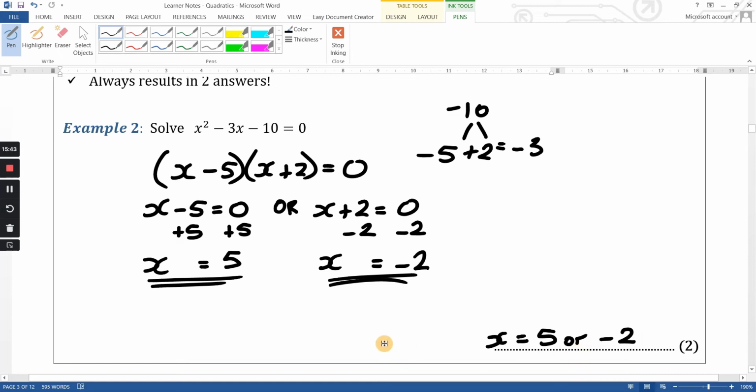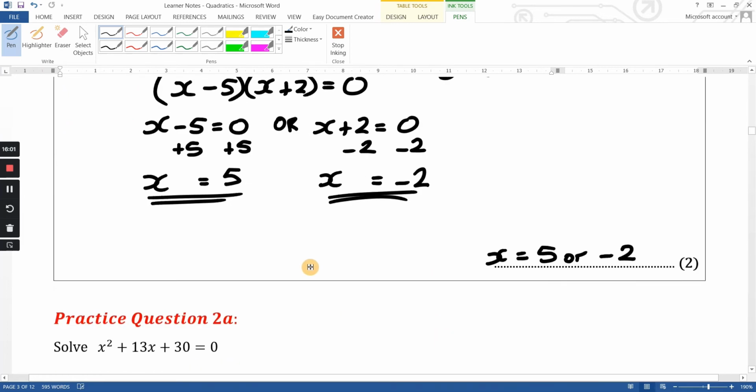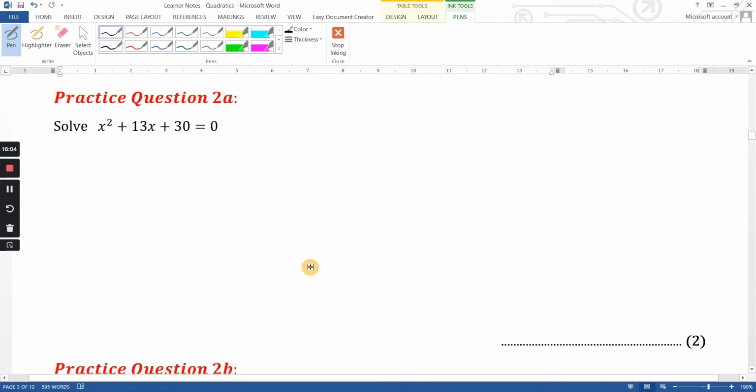There's your two answers. So whenever you get double brackets equal to 0, you'll always get two answers like this, pretty much all the time. Sometimes there are certain cases when you won't. I'll show you another time, but most likely it will be like this. So if you guys want to try practice question 2A onwards, pause the video, try it yourself, and when you're ready, unpause the video.